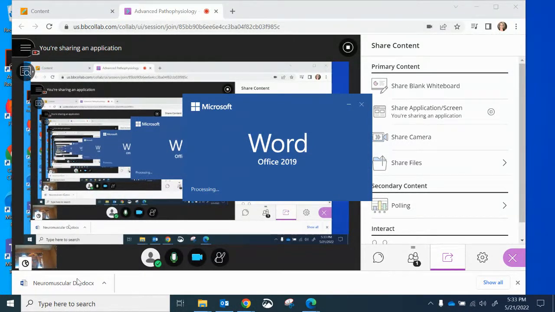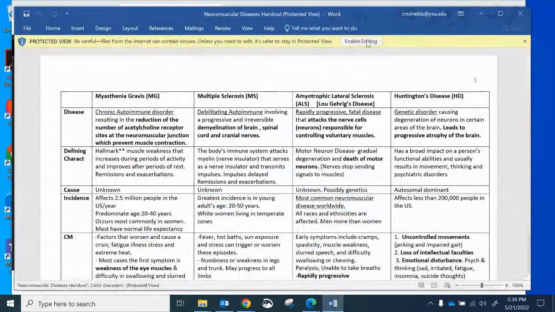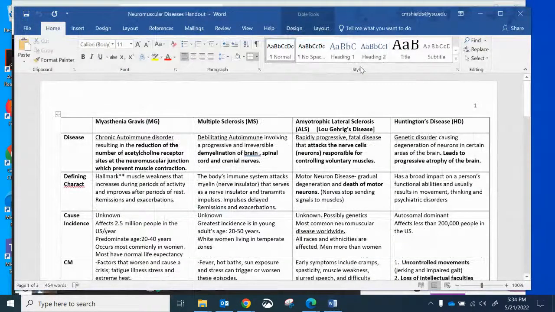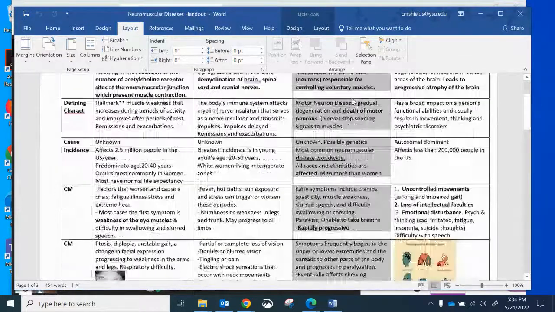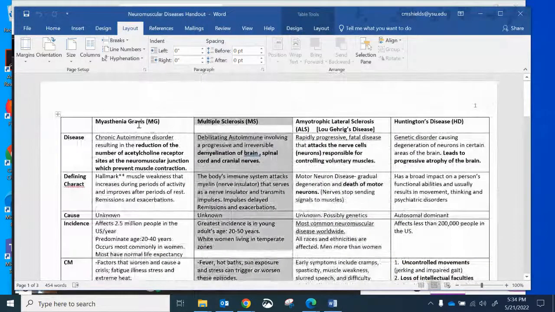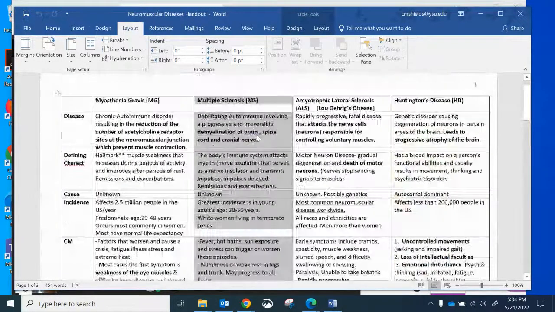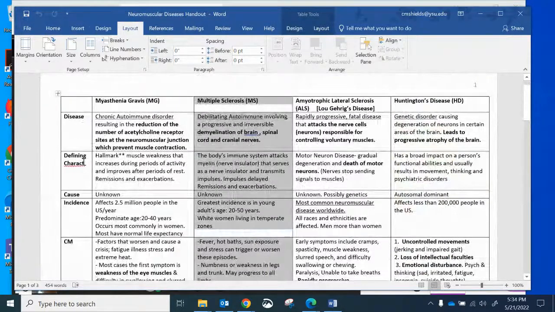I'm going to go over Chapter 18, Neuromuscular Diseases, and I just have a handout here and a couple pictures that you can go ahead and print up. You can see I'm going to talk about myasthenia gravis, multiple sclerosis, ALS, and Huntington's, and I break it down into these categories in the first column.